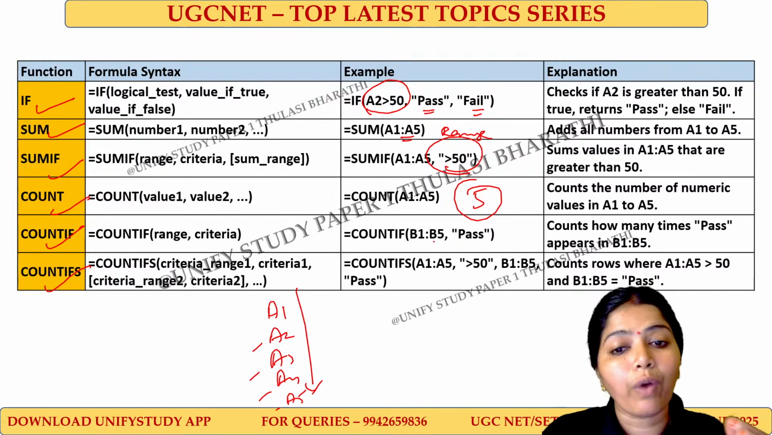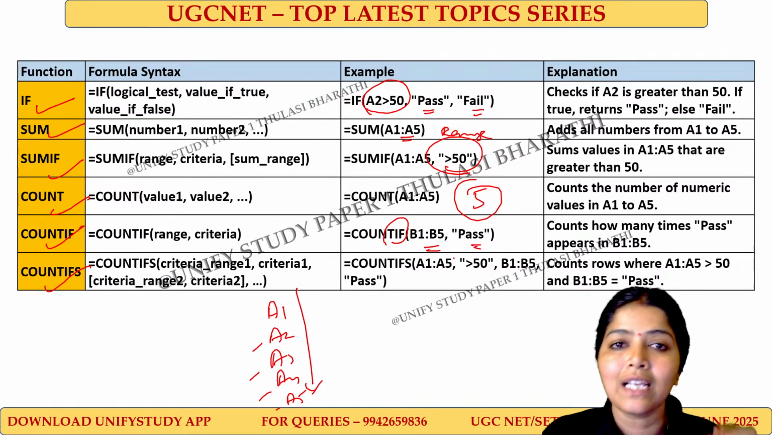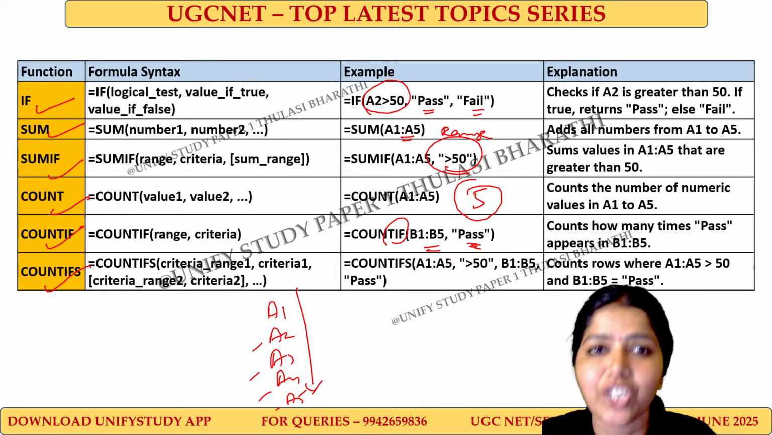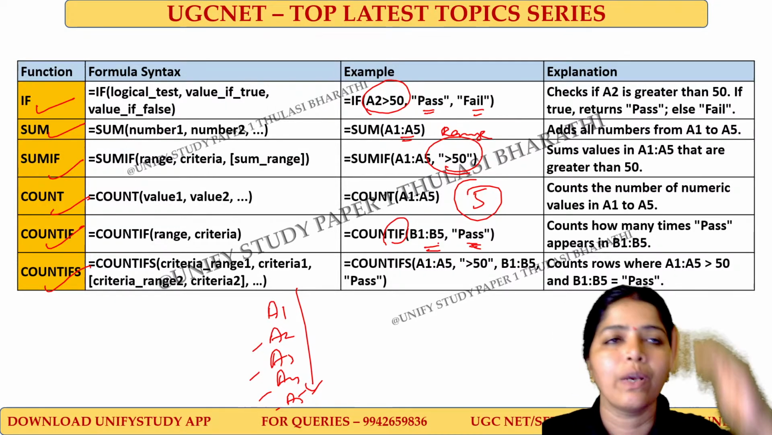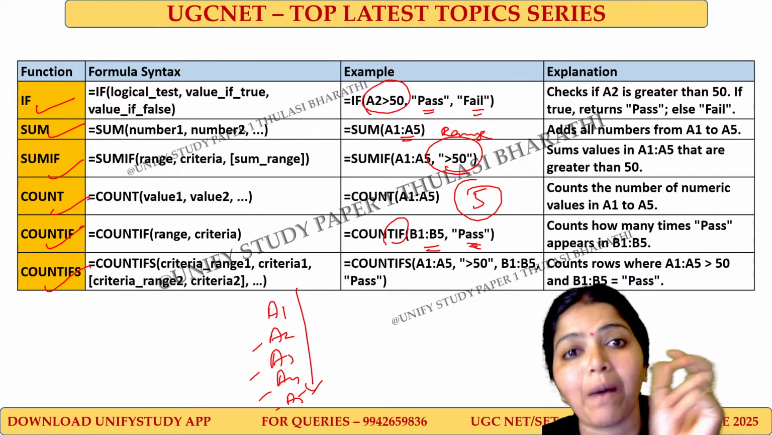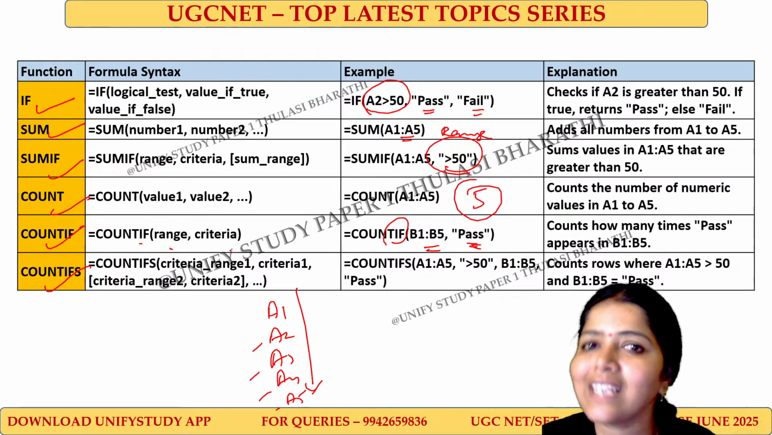Right. And what does it mean? COUNTIF B1 to B5, pass. It will count how many times pass is there. There is a condition I am giving. You have to check B1, B2, B3, B4, B5, and how many times the term pass has come in that range. So COUNTIF takes a range and then criteria.